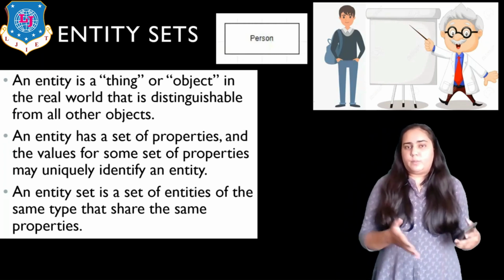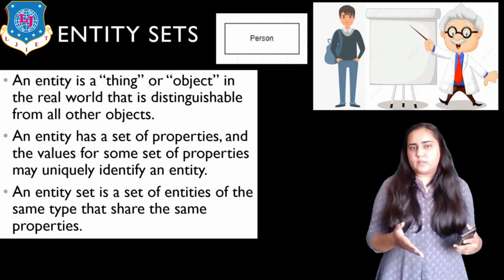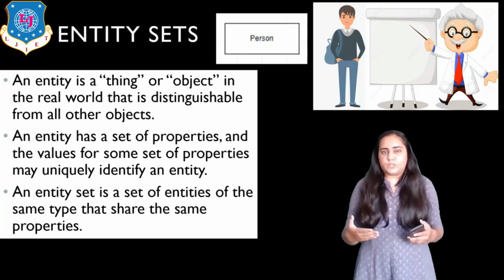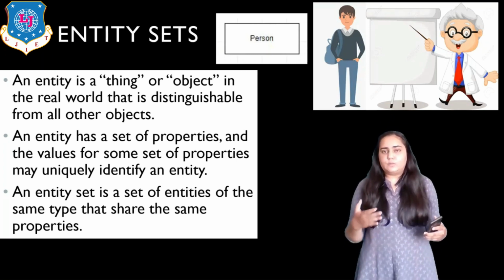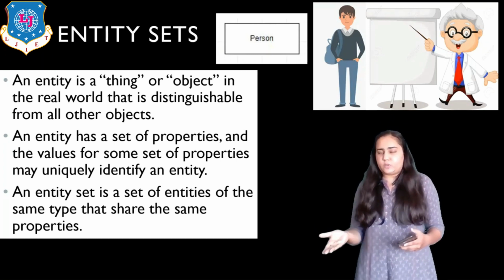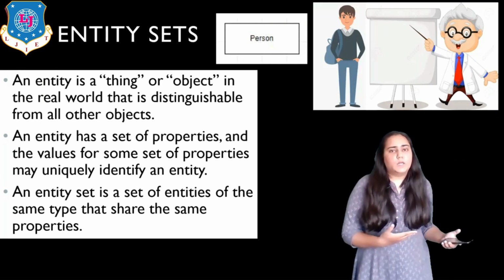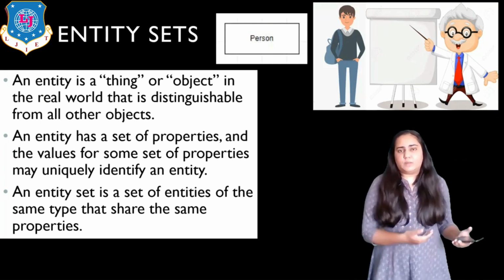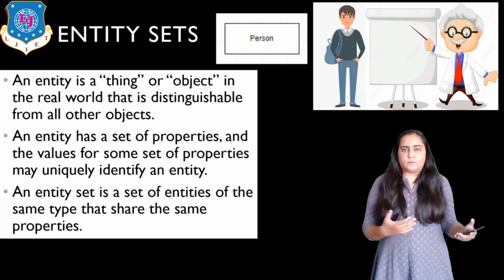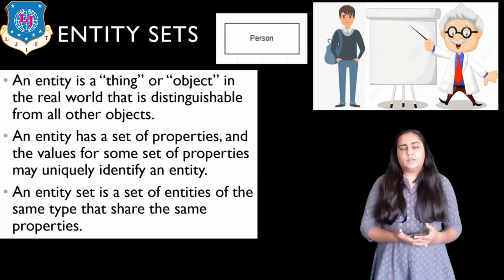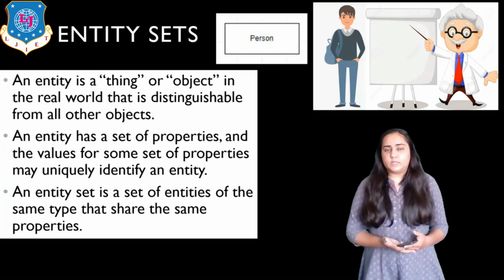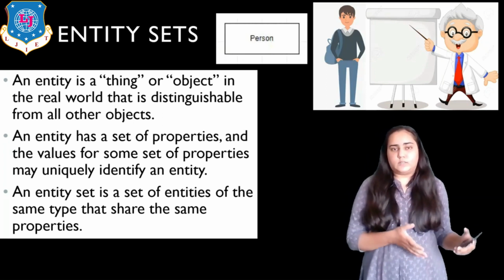So the person entity is a thing or an object in the real world, and you can distinguish it from other things on the campus. For example, there are trees. You can distinguish a person from a tree, or from chairs or tables or stuff like the animals. So because of that, it's a separate entity in itself.